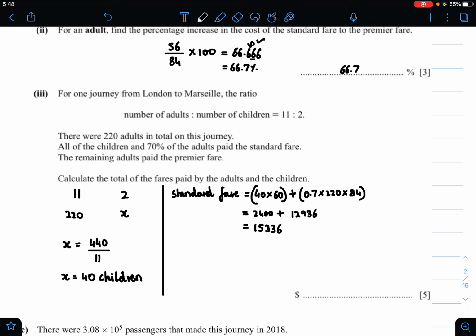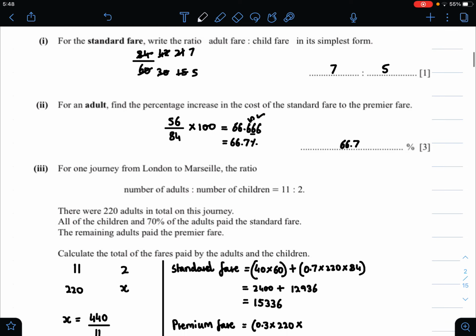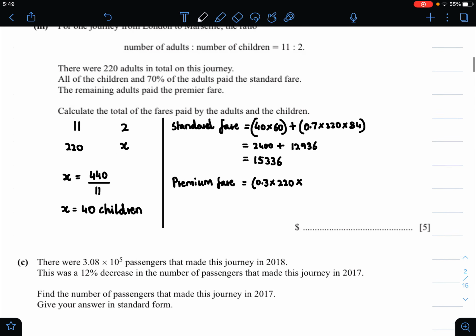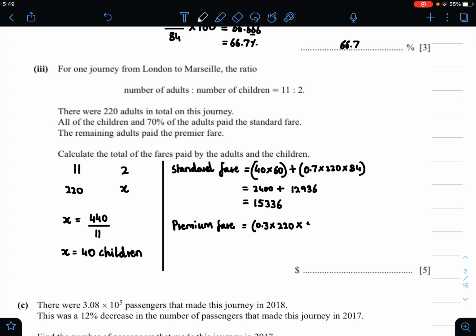So the total standard fare will be equal to 15,336. Now this is only the standard fare. We still have to calculate the premium fare. So the premium fare would simply be 30%, so that is 0.3 of the total number of adults multiplied by the amount of the premium fare, that is $140. So multiplied by 140. Therefore, it is equal to 0.3 multiplied by 220 multiplied by 140, which is equal to 9,240.